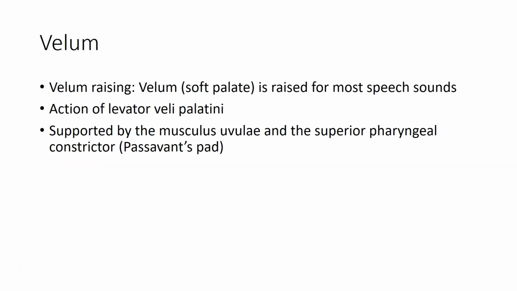The VLM gets used for the gesture of VLM raising. When most speech sounds are produced, the VLM is raised to close off the nasal cavity so that all of the sound of speech is directed through the oral cavity. VLM raising is done primarily by the levator veli palatini with support from the musculus uvulae and the superior pharyngeal constrictor.